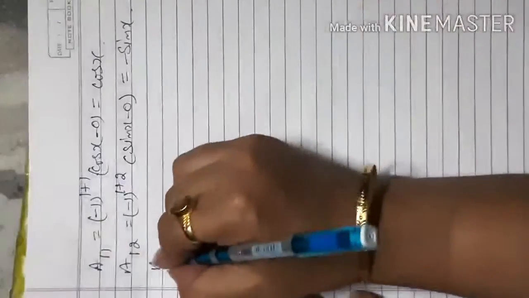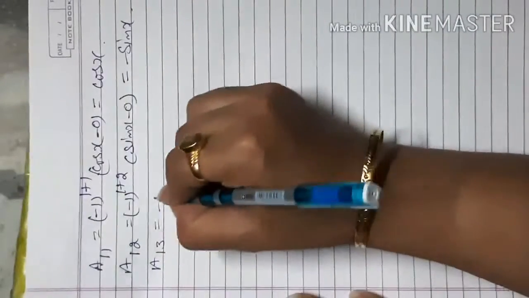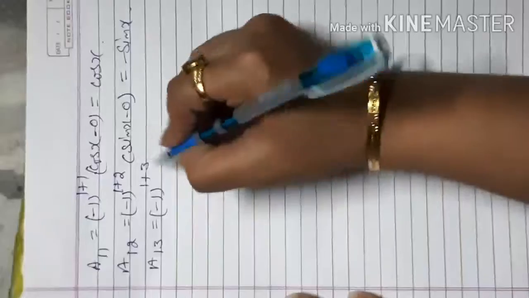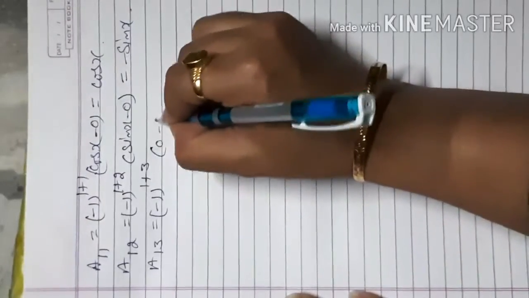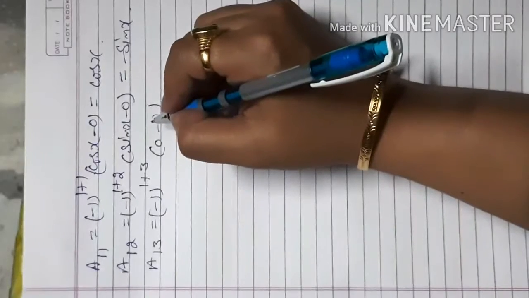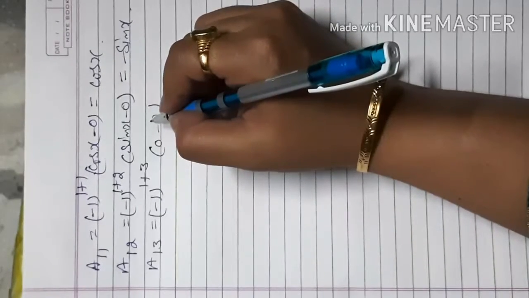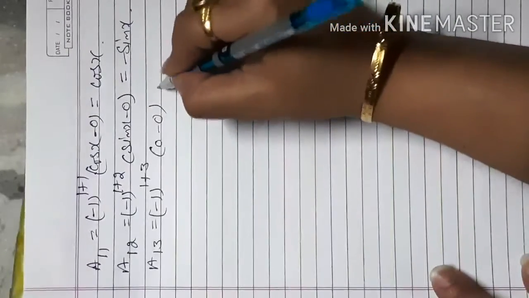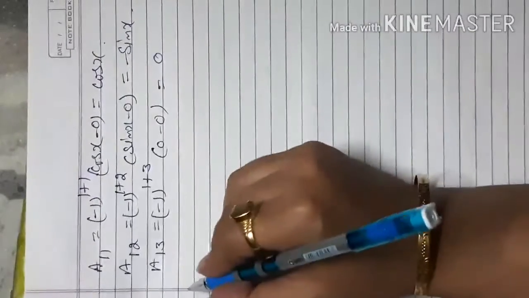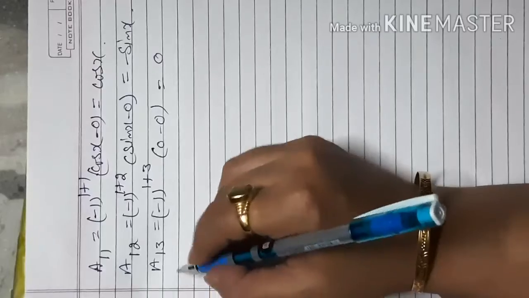Okay, then next is first row, third column, -1 raised to power 1 plus 3, then the connected element is 0 minus 0, because everything is multiplied with this, like first row, third column, so all terms are considered as 0. It will be 0. Connected terms are 0. When you multiply the terms, that will be 0.